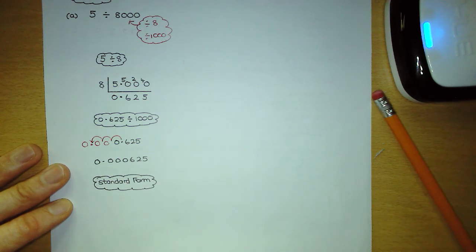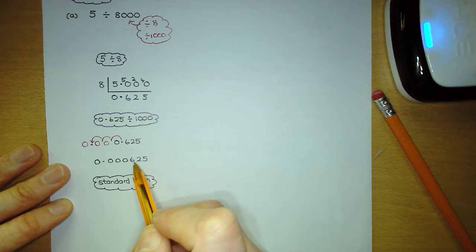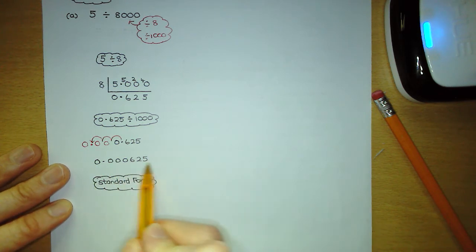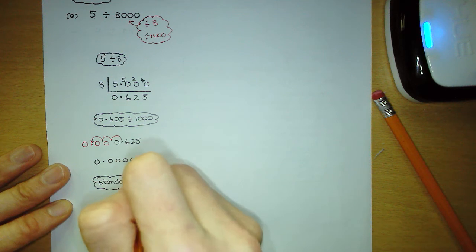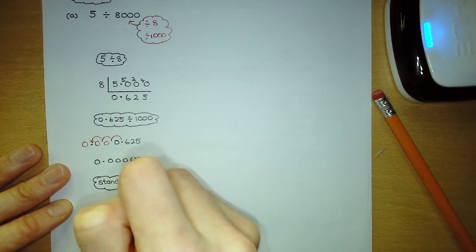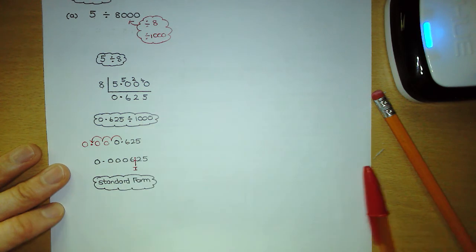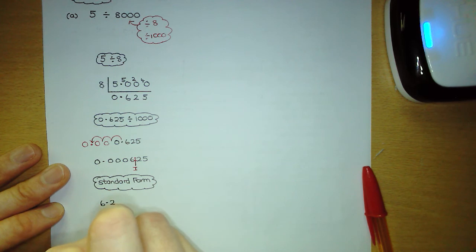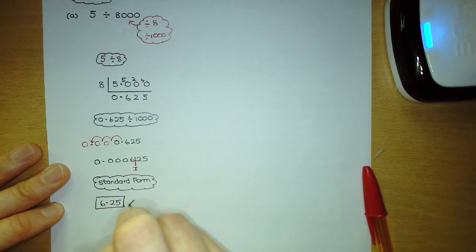So remember, to turn any number into standard form, you have to insert a decimal point to make it a number between 1 and 10. So the only place we can insert a decimal point here in our answer is between the 6 and the 2. So that's where the inserted decimal point goes. So the number between 1 and 10 is 6.25. And then we're going to multiply that by 10 to a particular power.